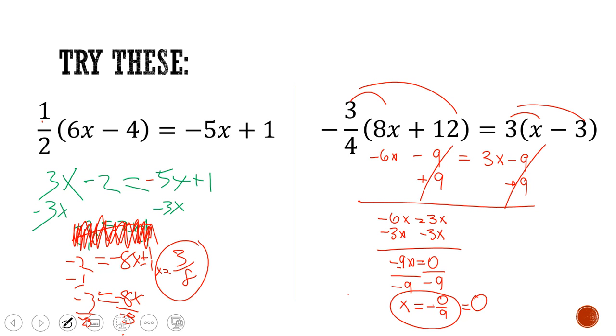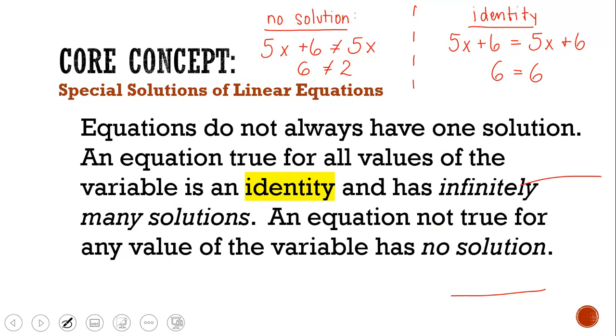Here's some more with the work shown. Now, sometimes we have some special cases, okay? Some special cases of a linear equation occur when we have no solution or we have what's called an identity. An identity means we have infinitely many solutions. That happens when your x's cancel on both sides.